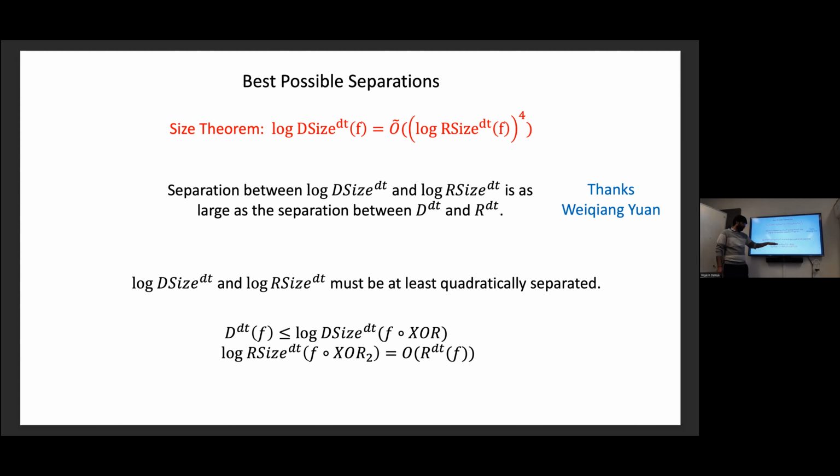So what this tells us is that the separation between log deterministic size and log randomized size must be at least as large as the separation between deterministic depth and randomized depth. And we already know that the separation between depths is at least quadratic. So this exponent can come down to 2, not below.